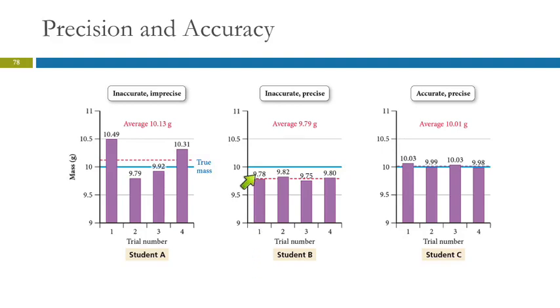Student B, the values agree nicely with each other. They are precise, consistent. But when we look at the average, it's significantly lower. So this student is doing something that's causing all their values to be low. They're consistent about it, but they're inaccurate. Okay? This student has good accuracy and good precision. The values agree closely with each other, and the average is very close to the true value. Okay? This is what we always want to have.